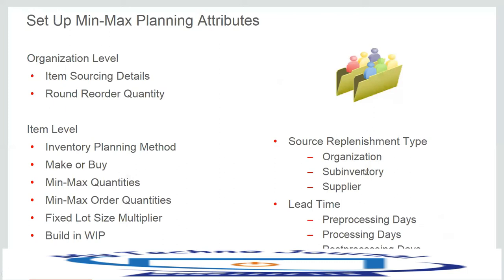So once the item goes below the minimum quantity, where do I get the replenishment from? What should be the source of the replenishment? Either it could be an organization, meaning I am getting the replenishment from some other organization. Either it could be a subinventory, meaning that I am getting the replenishment from some other subinventory within the same organization. Or it could be a supplier, meaning the system has to generate a purchase requisition for you.